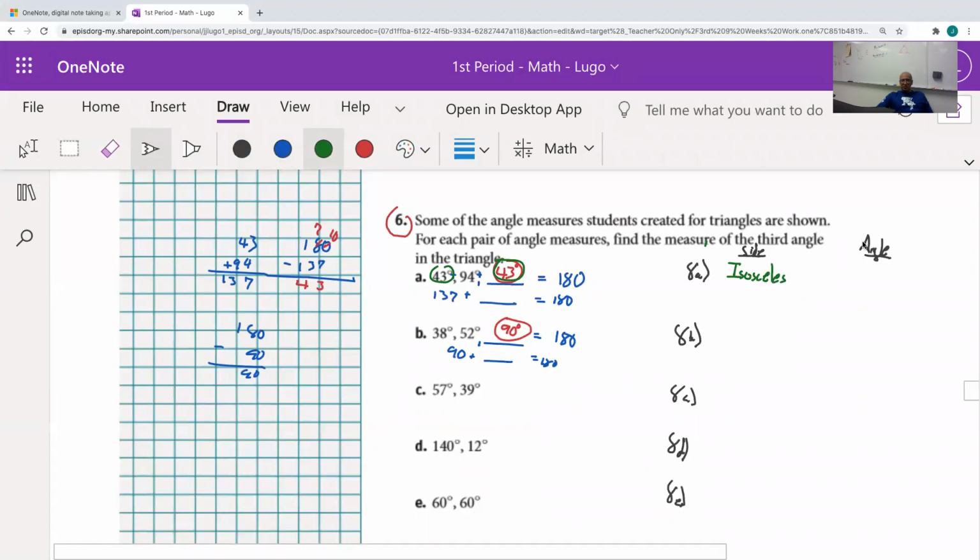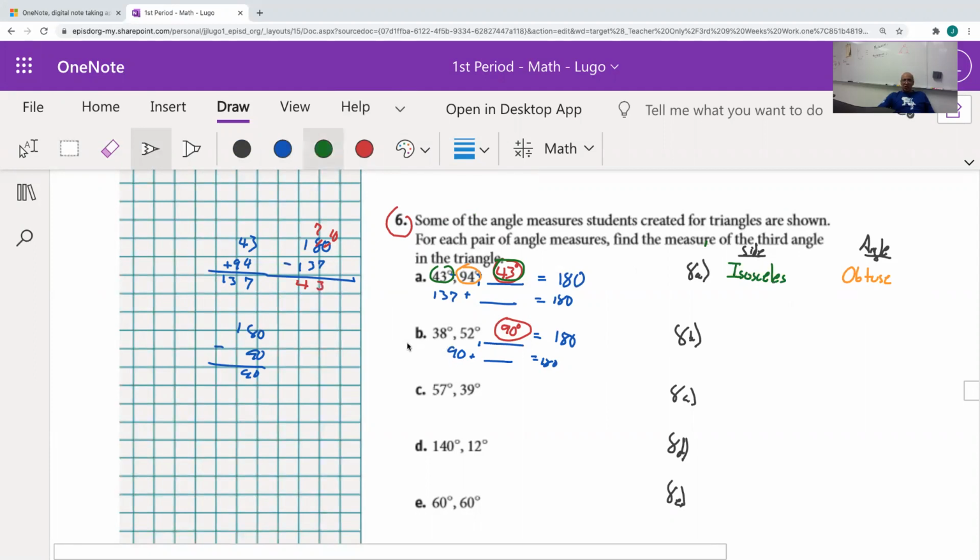Now let's look at the angles. I have an acute angle. I have another acute angle. But look at how I have an obtuse angle right here smack in the middle. So remember that if you have an obtuse angle in a triangle, automatically, ladies and gentlemen, that makes it an obtuse triangle.